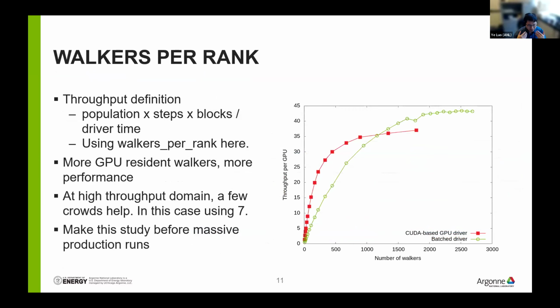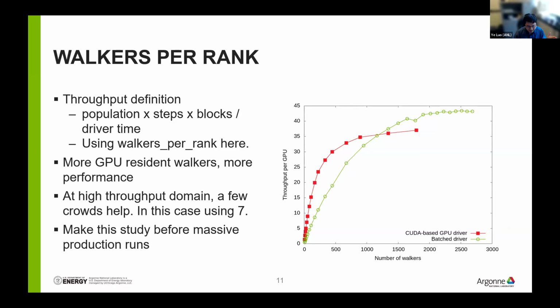And as I mentioned, crowds. Here is to show you that you need to use the crowds to maximize the performance on GPUs. In the QMC calculation, let me first define that when we say performance, I'm actually referring to throughput. The throughput is calculated as the number of samples, which is the population times the number of steps and the number of blocks, over the time.